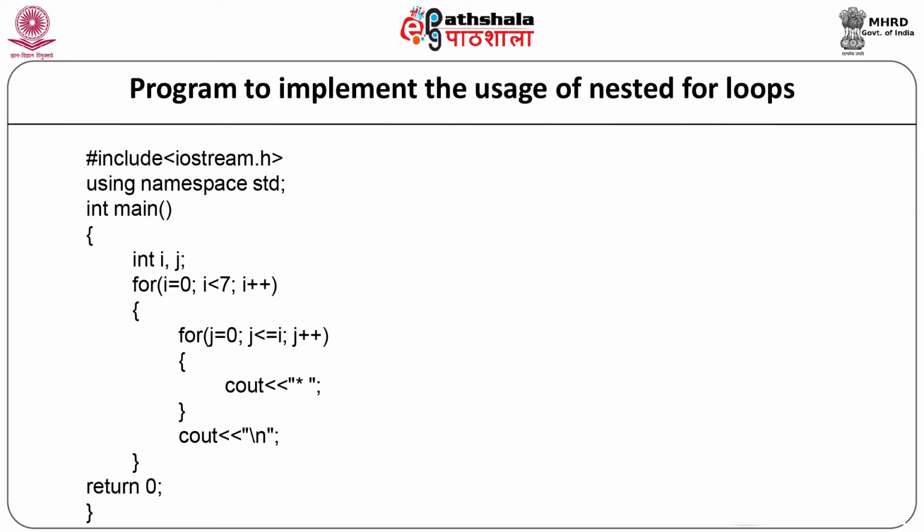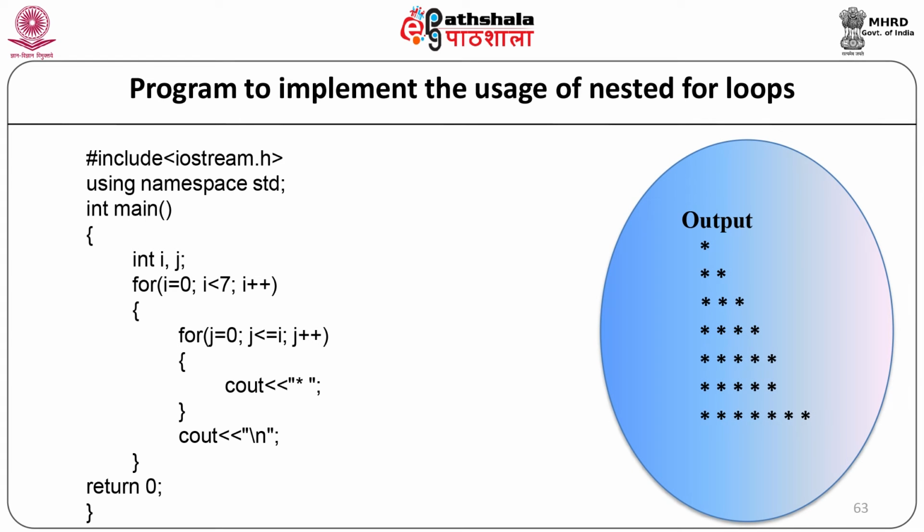Here you can see the outermost for loop is basically for the lines and the inner for loop is basically for the columns. When the above code is compiled and executed, it will produce the following pattern: 1 star on the first line, 2 stars on the second line, 3 stars on the third line and so on up to 7 lines.